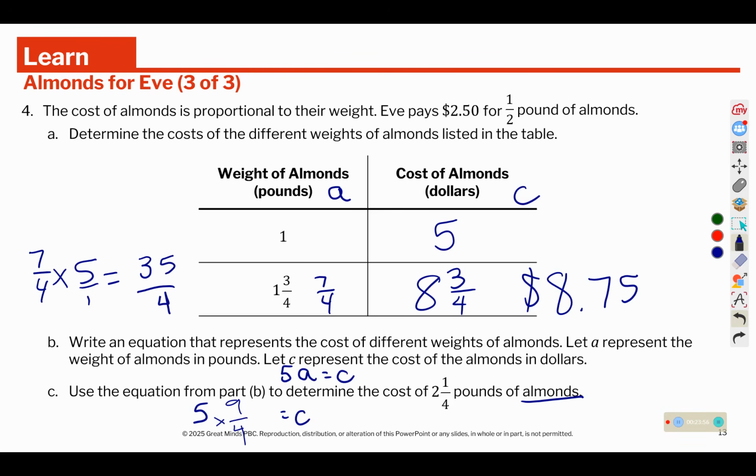And remember, we're multiplying. 5 times 9 is 45. And there's that invisible 1 down there. 4 fits into 45 11 times. 4 times 11 is 44, plus 1 more makes 45. So the cost would be $11.25 because a quarter is worth 25 cents.